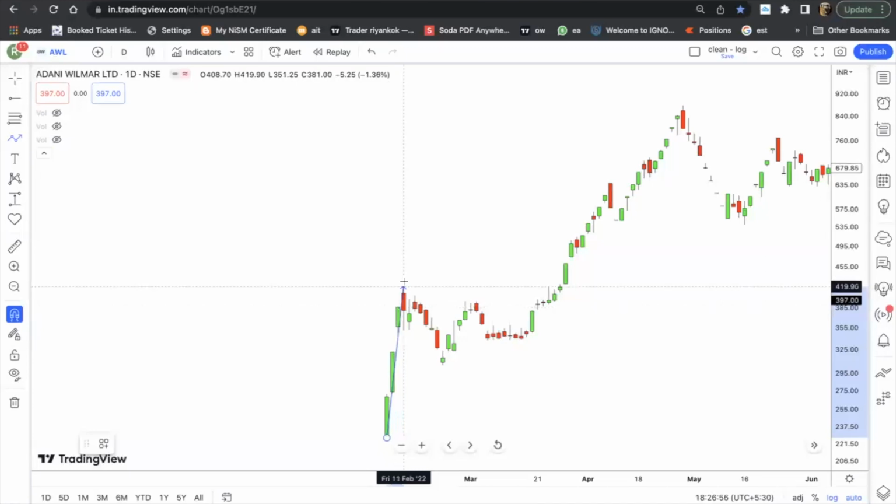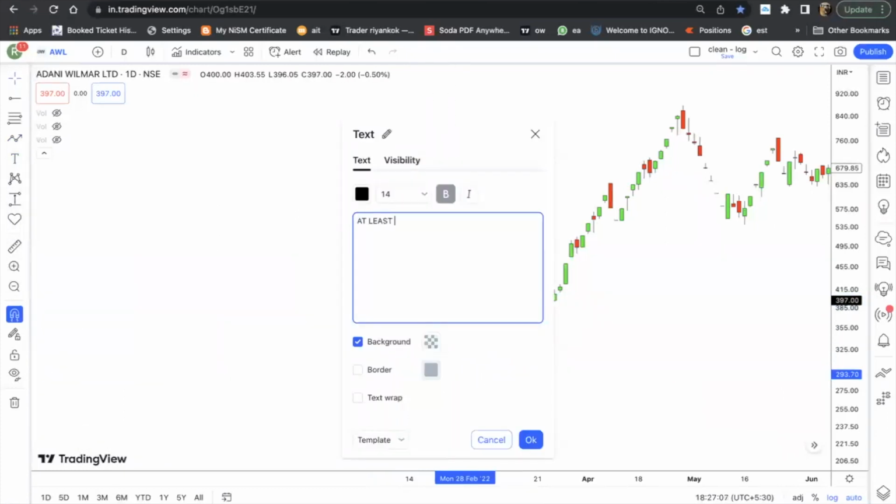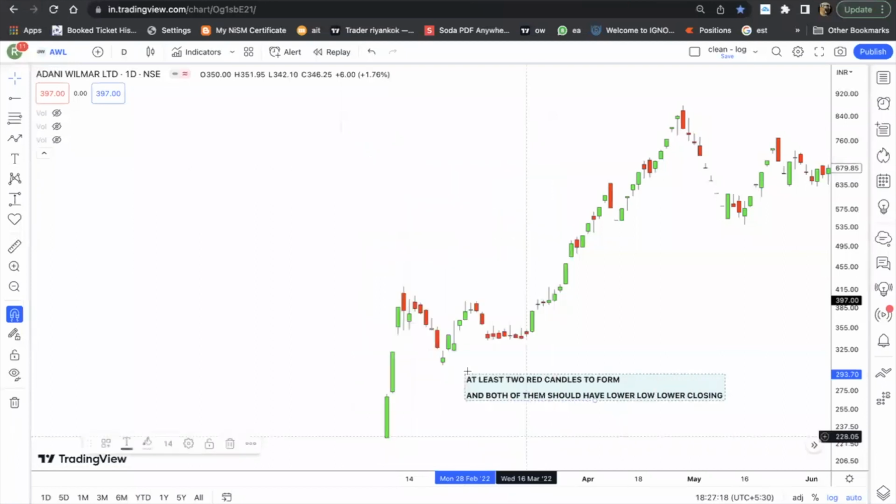Now, after a high is made, now this high has formed, the stock starts to come down, right? And once the stock is coming down from those levels, we want at least two red candles to form, and both of them should have lower low, lower closing. You can see we had one red candle formed right here. The low of this red candle was 356, and the closing was 359. Then the next red candle formed, low was 325 and closing was 327. So this was lesser than the first candle, right? So we need at least two red bars to form.